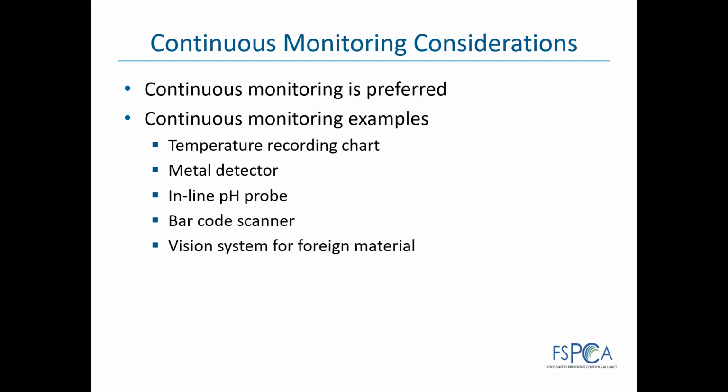For example, the temperature recording chart during cooking, the metal detector, the inline pH probe testing the pH level of the processing line or the fresh produce water, the barcode scanner, and also some vision systems and X-ray detection for foreign materials. That's continuous monitoring. But here is something to be careful about. We rely on the machine to do continuous monitoring.